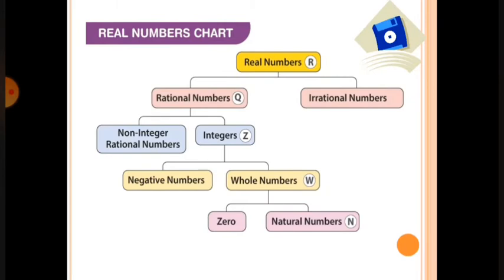Let us recall the real number system. Real numbers: a real number is a union of rational and irrational numbers. Every integer and non-integer fraction is a rational number. Integers consist of the natural numbers, 0, and the negatives of natural numbers. Whole numbers differ from natural numbers by just one element, namely 0.